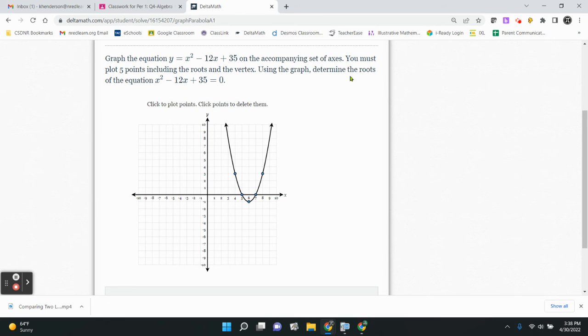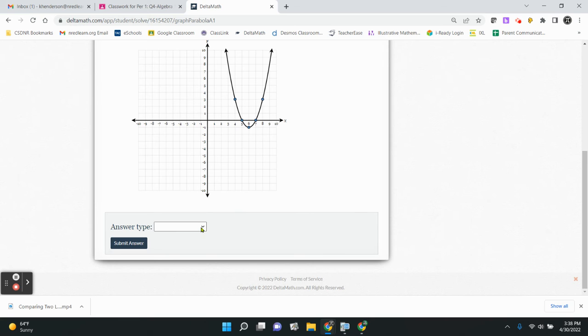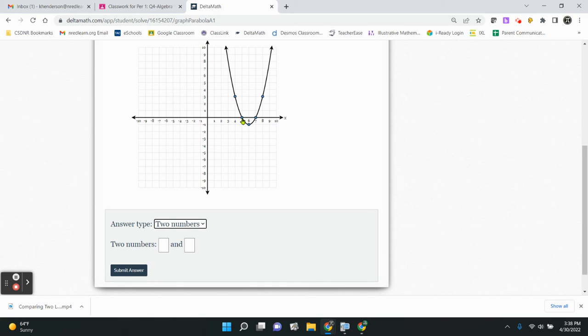Awesome. This one asks us to determine the roots. So the roots are actually two numbers, and those roots are 5 and 7. Roots are 5 and 7.